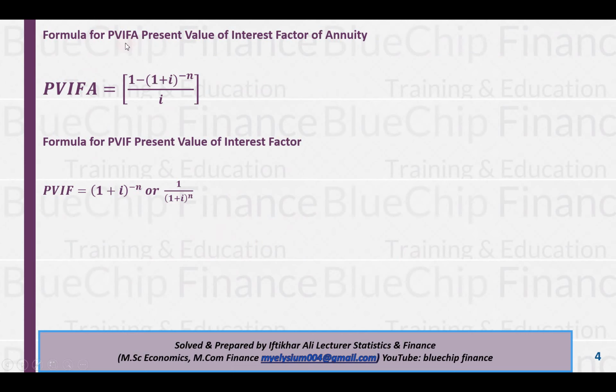Formula for PVIFA or present value of interest factor of annuity is 1 minus 1 plus I raised to power minus n, divided by I, in which I represents interest rate or opportunity cost and n means time period. And formula for PVIF, present value of interest factor, is 1 plus I raised to power minus n, or 1 divided by 1 plus I raised to power n. So in similar cash inflows, you can use PVIFA, and in non-similar cash inflows, you can use the present value of interest factor formula of 1 plus I raised to power minus n, or 1 divided by 1 plus I raised to power n.